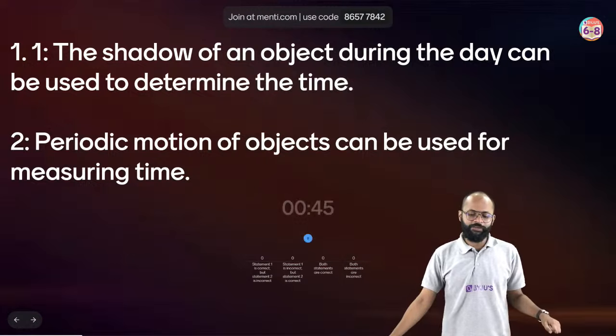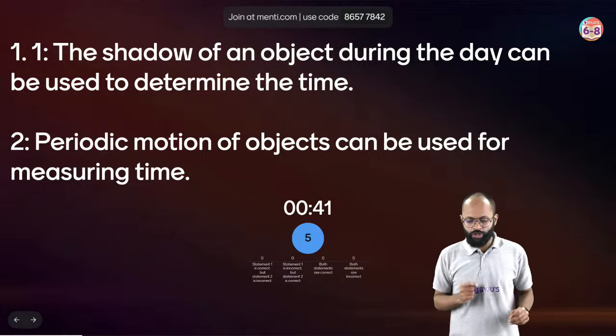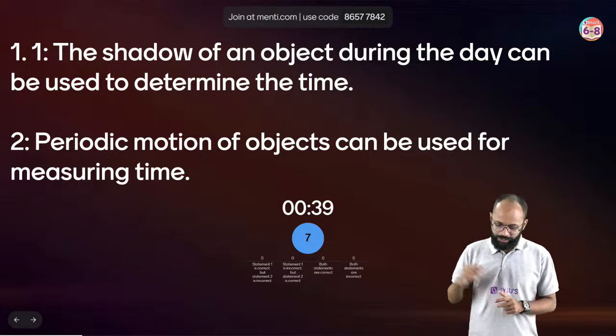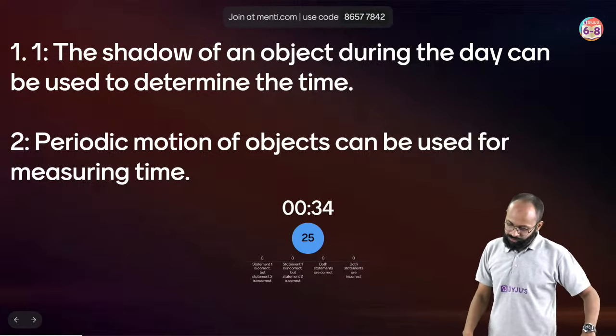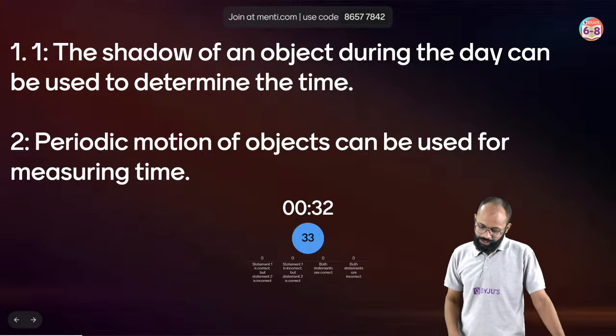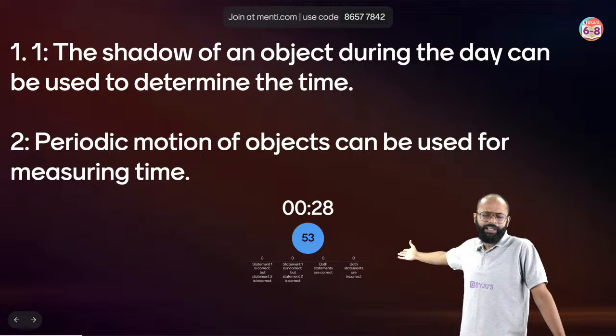First, the shadow of an object during the day can be used to determine the time. Second, periodic motion of objects can be used for measuring time. You have 4 options. Statement 1 is correct, but statement 2 is incorrect. Statement 1 is incorrect, but statement 2 is correct. Both statements are correct, both statements are incorrect. Come on. Hey, you have 29 seconds left, yaar.